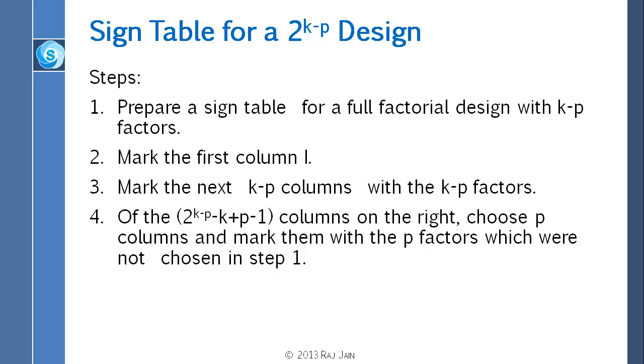And obviously, sign table, the first column would be I, as before. And mark the next k minus p columns with k minus p factors. And of the remaining on the right, choose p columns. Now you will have lots of columns. Or in the 2⁶ 7 minus 1 design, you will have 64 columns plus 1. Right? Out of those 64, you can select as many as you want.